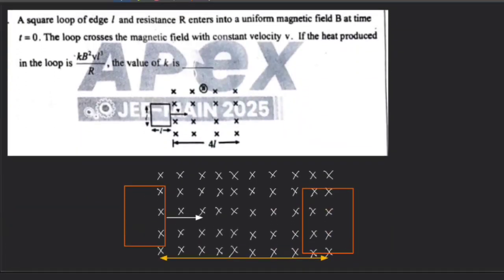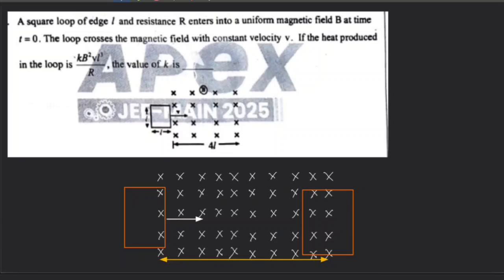Next one, this one. A square loop of edge L and resistance R enters into a uniform magnetic field B at time t is equal to 0. The loop crosses the magnetic field with a constant velocity v. If the heat produced in the loop is this one, we have to find the value of k. Now, as the loop enters the field, the flux keeps changing. Due to the flux change, the EMF is induced, guys.